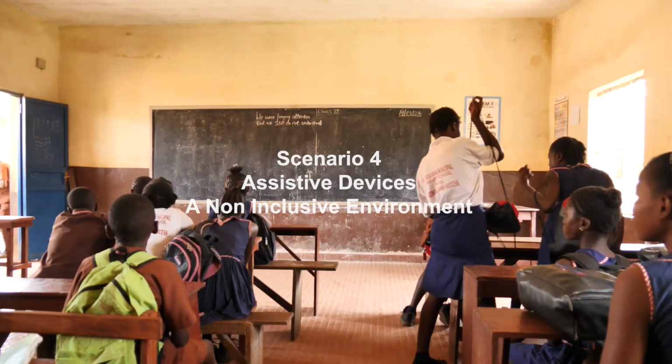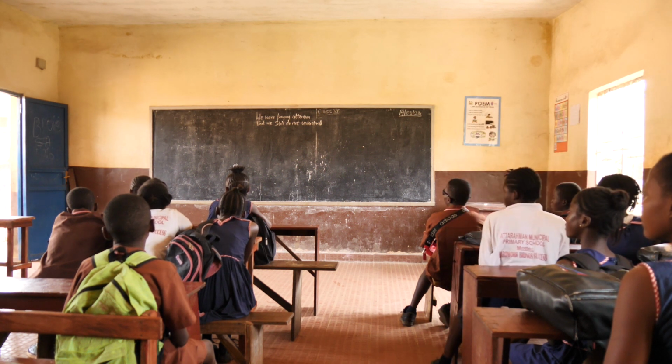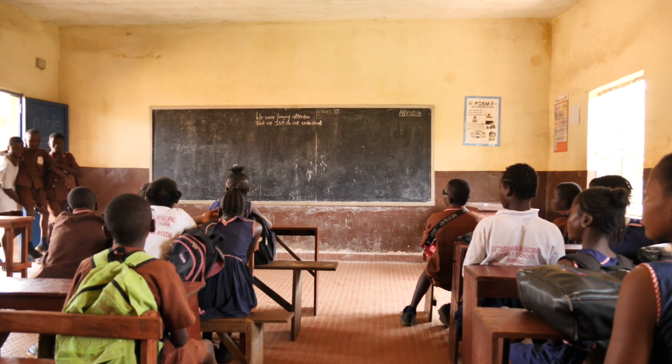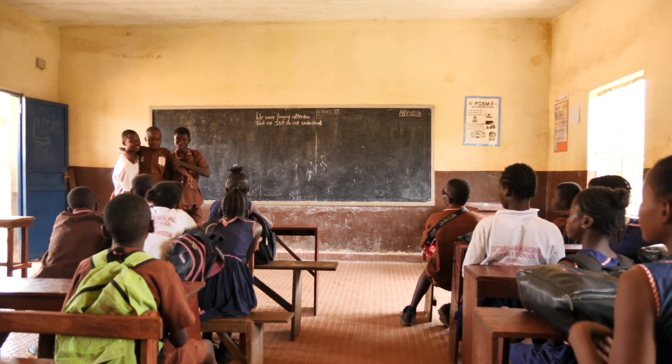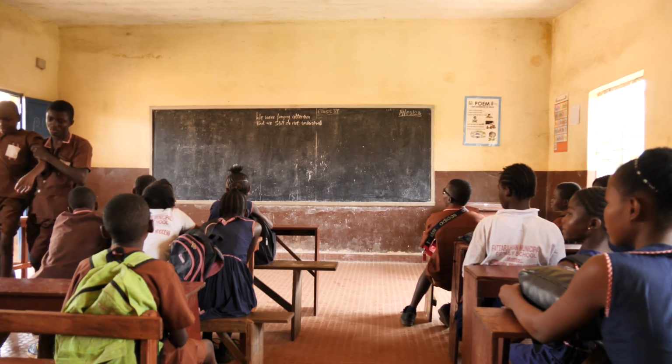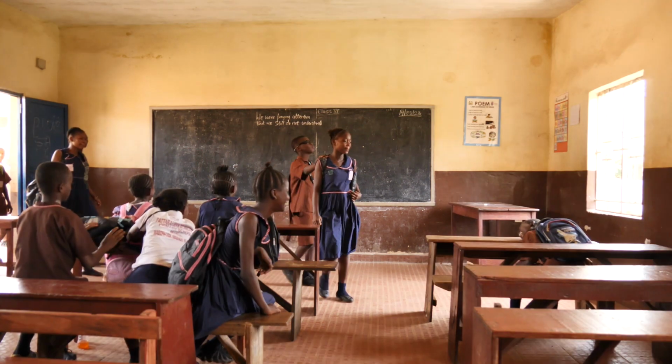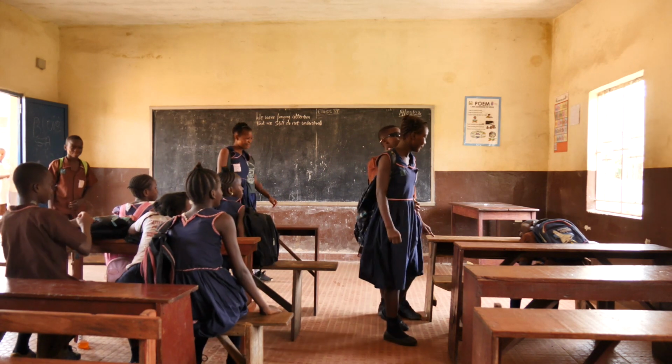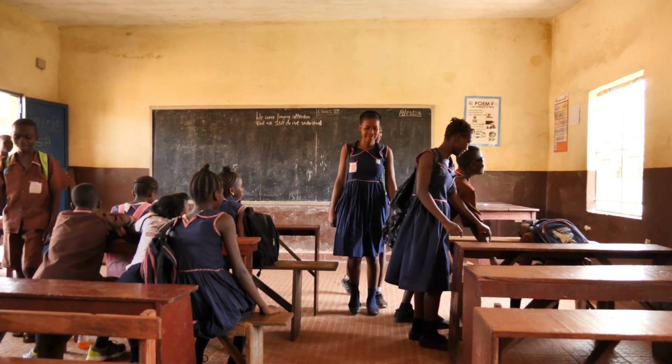Scenario 4 illustrates the golden rule of using assistive devices. Let's consider a classroom scenario where a boy who can't walk goes to school without crutches or a wheelchair. Another who can't see attends classes without braille materials.